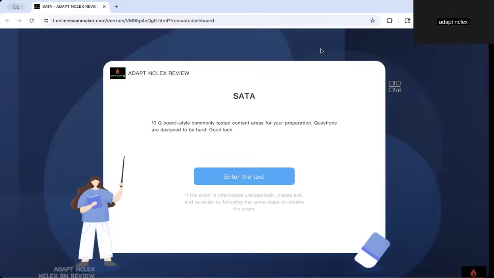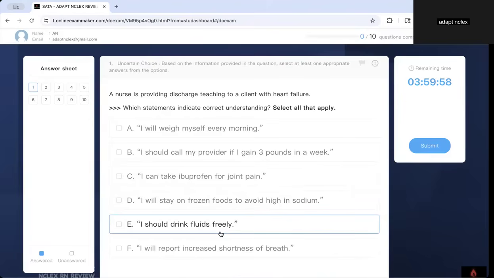Welcome to Adapting Class. If you miss a SATA question, it does not mean you don't know the content. It's the approach. In these few minutes, I have 10 questions covering multiple systems. I'm going to show you how you use your content and a little bit of common sense with strategy to put it together to answer these next generation questions with SATA questions. Let's get to it. How do you approach it?